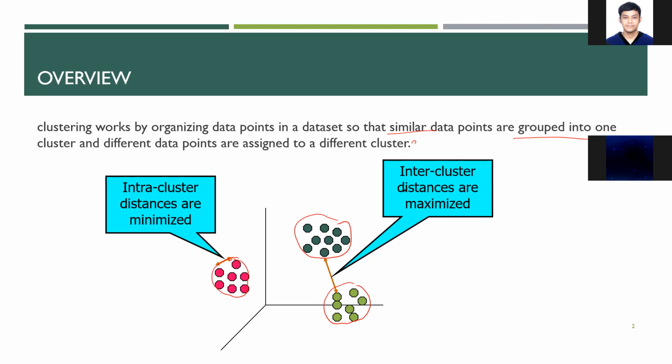So we have intra-cluster, and we have inter-cluster. Inter-cluster is the distance between two clusters. For example, this is cluster 1, this is cluster 2. Inter-cluster is the distance between cluster 1 and cluster 2, and this one should be maximized. Why? Because we want different data points assigned to different clusters, so we want these two clusters to be as different as possible.